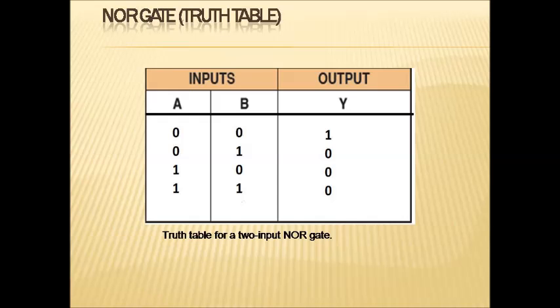Okay, here you can see the truth table for a 2-input NOR gate. So clearly, the NOR gate is the negation of an OR gate. It produces 1 when both values are zeros. So in the case of an OR gate, it produces 1 if any input is 1, whereas the NOR gate produces 1 only if all the input values are zeros.